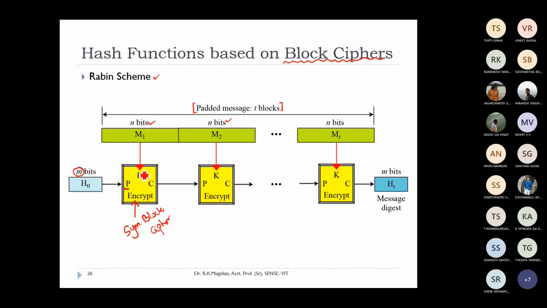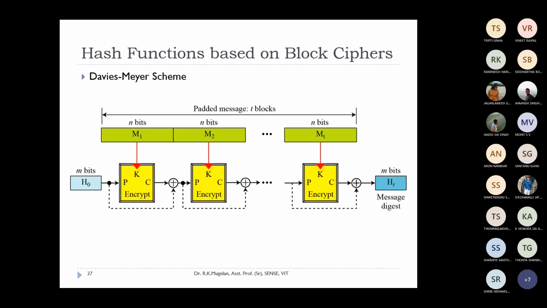Right. So here we have a plain text, and the key, in place of key I'll be placing the M1 block, and the cipher text produced is nothing but my H1 value, that is the first hash value, which will be again given as input for my plain text in the second iteration, and this will be computed until I complete my last block, and the final output of the cipher text will be taken as my message digest here. This is the basic Rabin scheme. Then I have Davis-Meyer scheme.